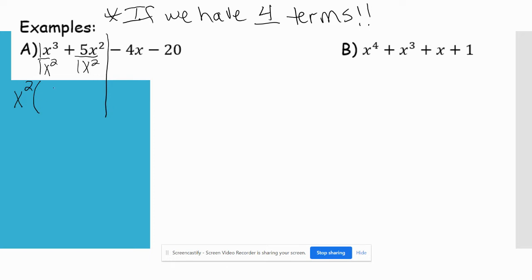Inside, we write what's left over. X to the third over x squared. 3 minus 2 is 1. So 1x to the first. Plus 5 divided by 1 is 5. X squared over x squared, 2 minus 2 is 0. So the x squared is gone.